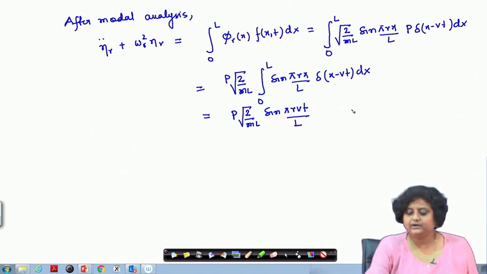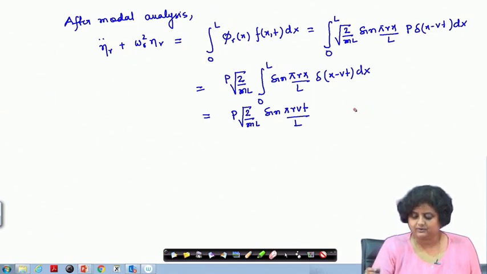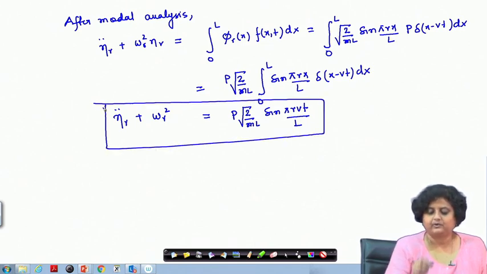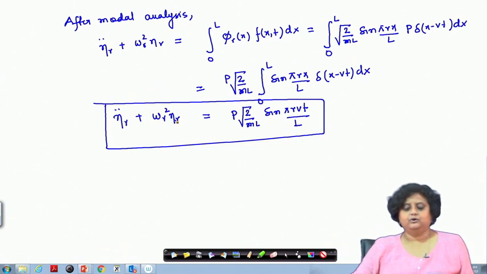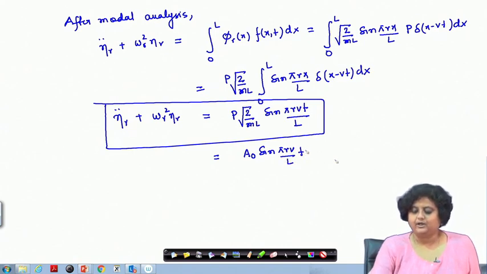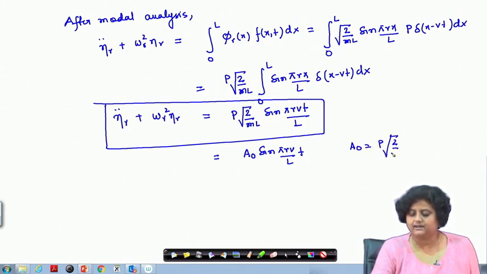So, the driving frequency... let me, before getting into this, say that my equation of motion is eta r double dot plus omega r square into eta r is equal to this. This can further be written as some constant a 0 into sine of pi r v by L into t, where a 0 is P into root over 2 by mL.